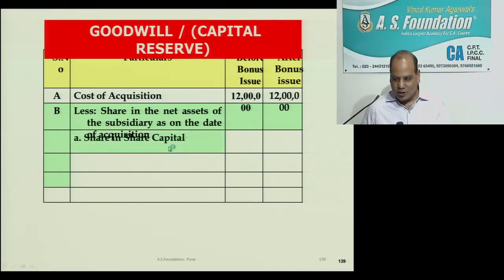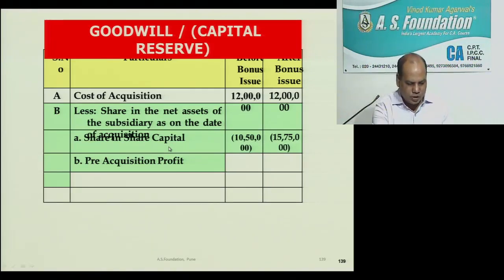What was your share capital earlier? Subsidiary share capital was 15 lakh and your share was 70%. So take 70% of 15 lakh, 10,50,000. What is the share capital after that entry? 22,50,000, which is 15 lakh plus 7,50,000. 22,50,000 into 70% is 15,75,000. Then pre-acquisition profit.